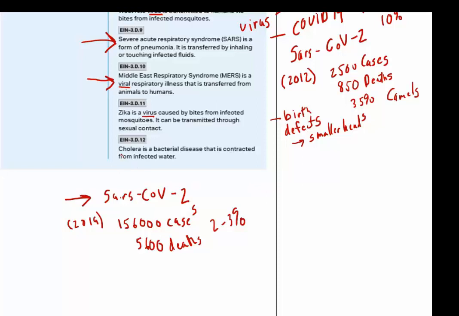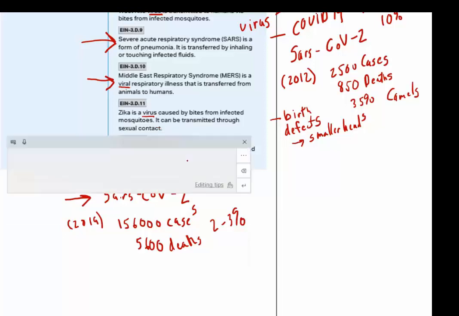And then the last thing is cholera. Again, this is mainly found in infected waters. So because we have good waste treatment systems in the United States, cholera is usually not a big problem. It is a bacterial disease, so we can cure it with antibiotics.